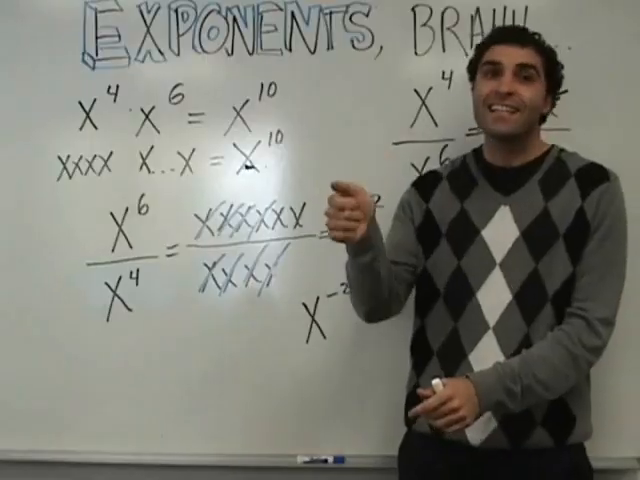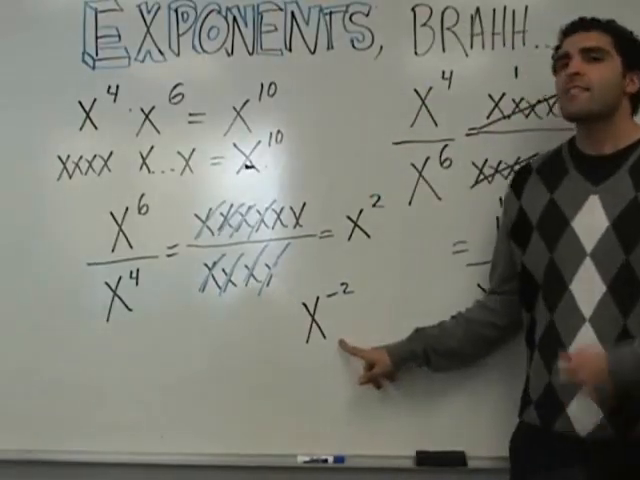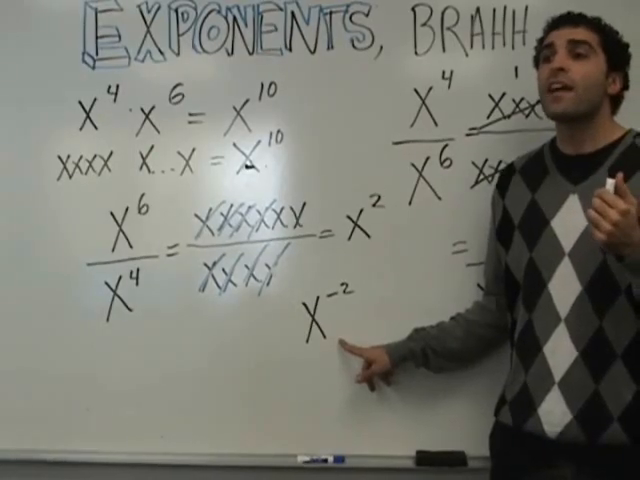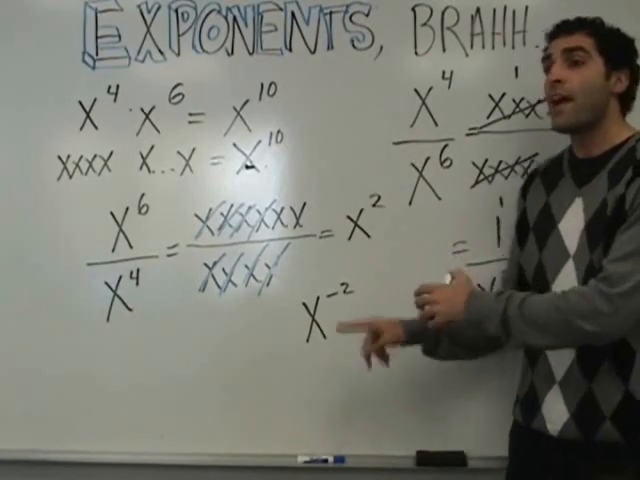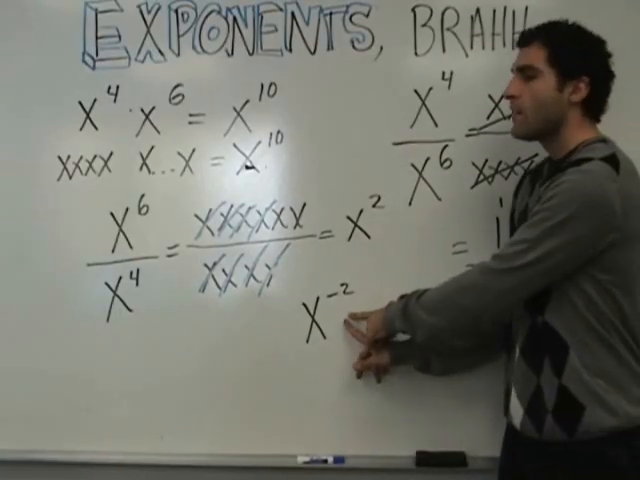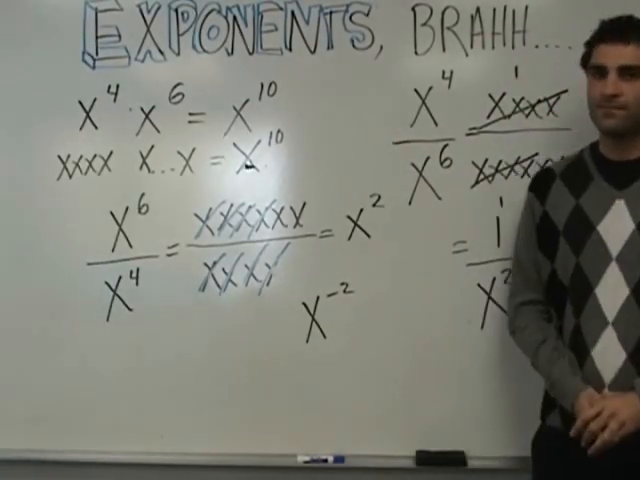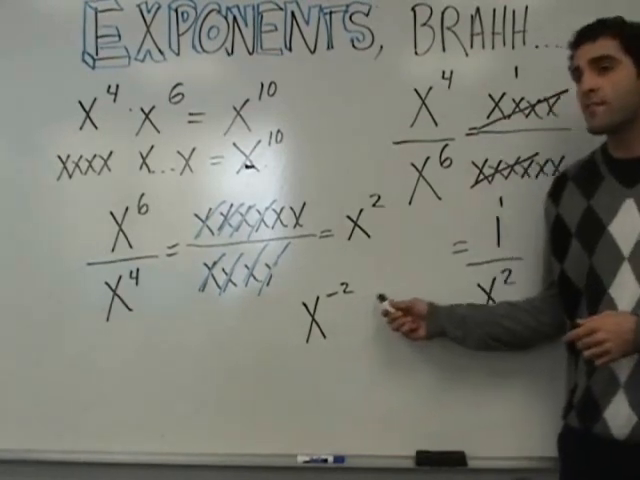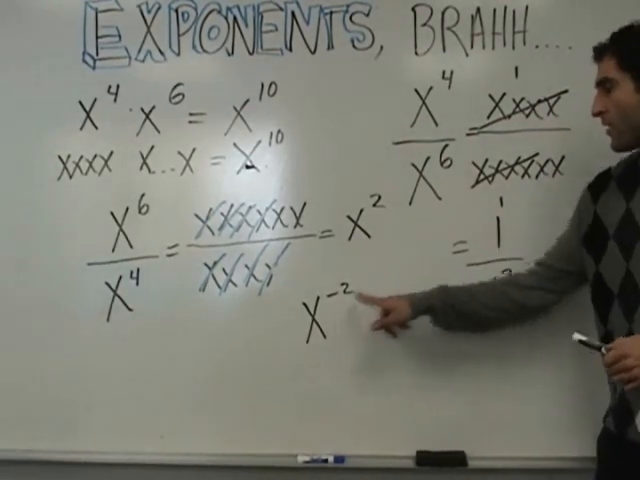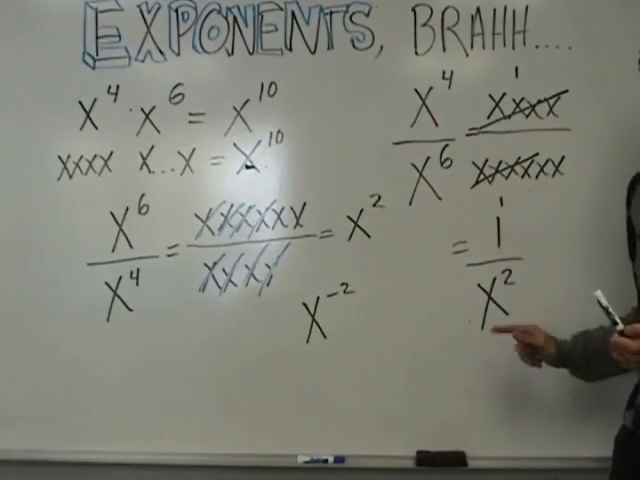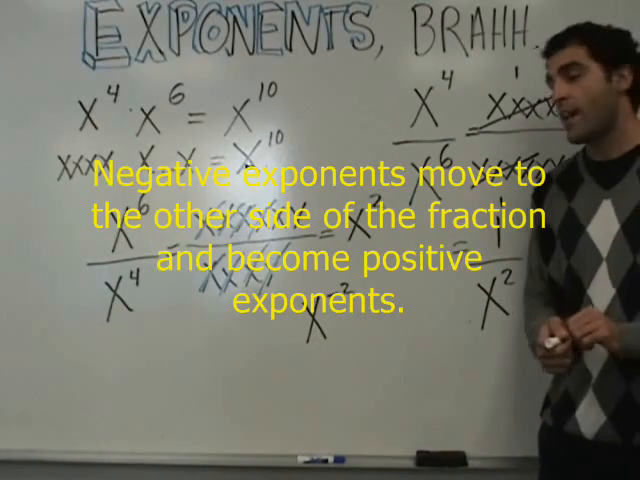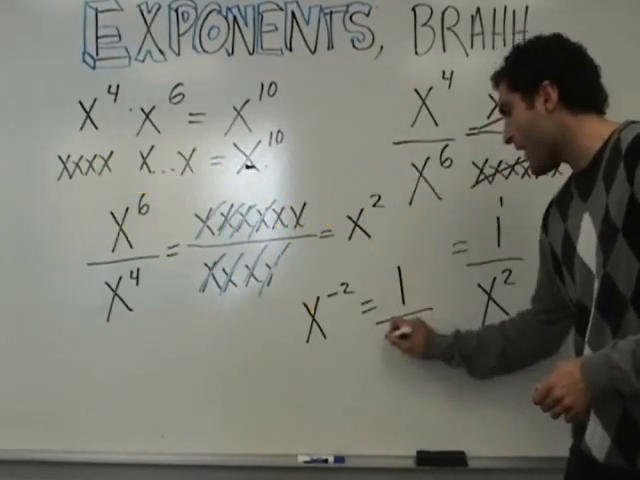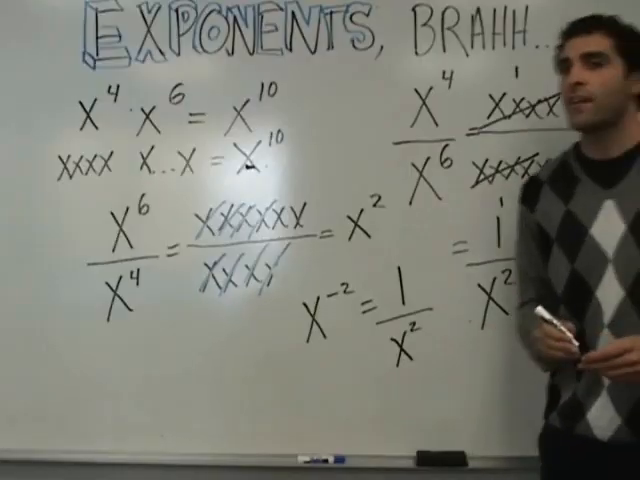Okay, we're back. X to the negative 2. Does anyone know the rules for negative exponents? When you have a negative exponent, how shall we simplify it? Because I'll tell you now, negative exponents are not simplified. So this is not simplified, even though these two are equivalent. The rule is, when you have a negative exponent, you move it to the other side of the fraction and make it a positive exponent. Again, negative exponents move to the other side of a fraction and they become a positive exponent.